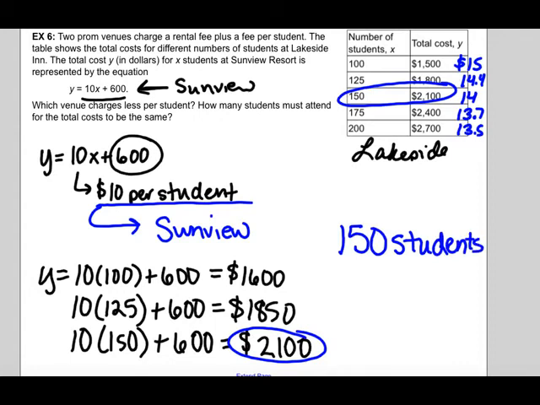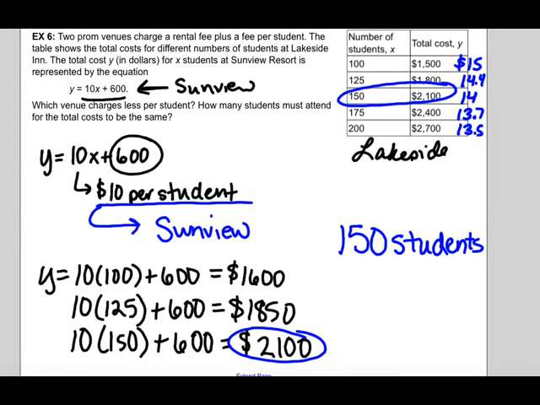So it looks like before 150 students, it's actually cheaper for you to go with Sunview, because overall... excuse me, I can't even think, Lakeside would be cheaper. But who's to say what's going to happen after that point in time? After that 150 students, you'd have to plug in some additional numbers and see.